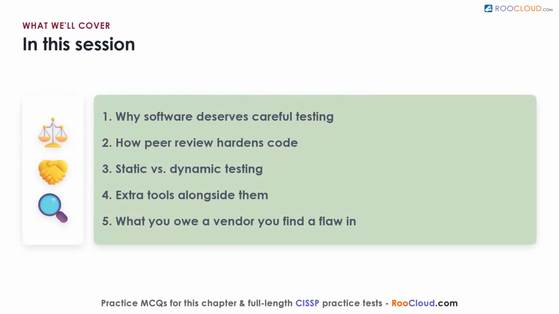In this session, we'll look at how to catch flaws in code before it ships. We'll answer several questions. Why does software deserve such careful testing? How does peer review harden your code? What is the difference between static and dynamic testing? What extra tools sit alongside them? And what do you owe a vendor when you find their flaw?